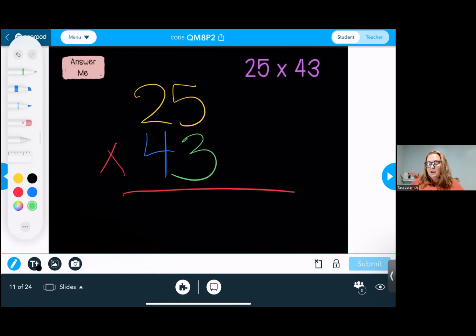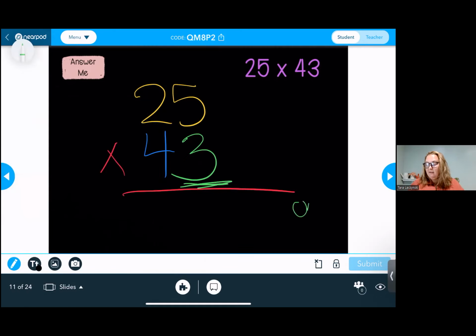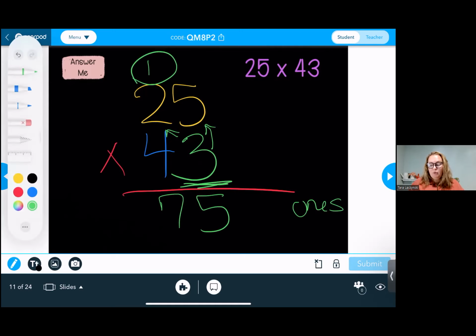We're multiplying first by the ones place. Remember, we're going to have our ones row over here. So we start with the 3. 3 times 5 is 15. I write down my 5. I carry my 10. Moving over, 3 times 2 is 6. Add 1 is 7. Okay, we have 75. We've now given both numbers a turn with the 3.